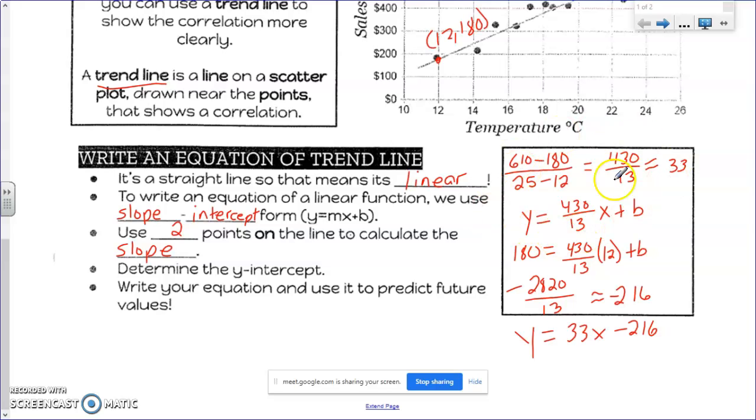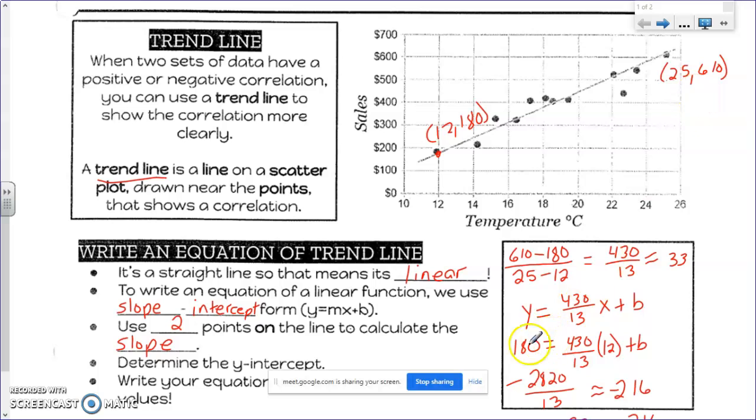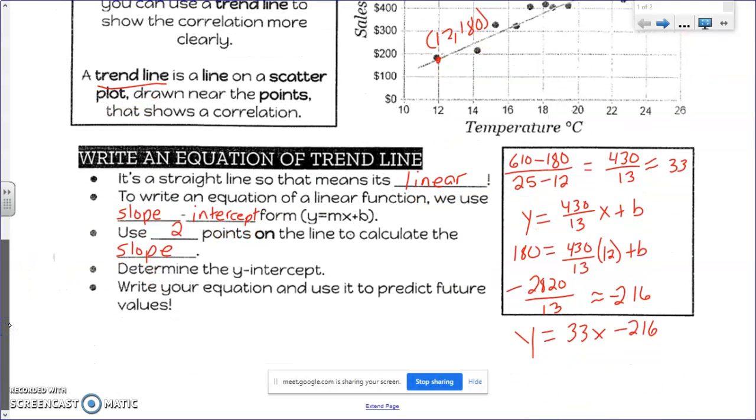So you find the slope, take one of the 2 points, plug it in for x and y, take 12 in place of x, y, and then solve for the y-intercept, and then write the new equation. Questions there?